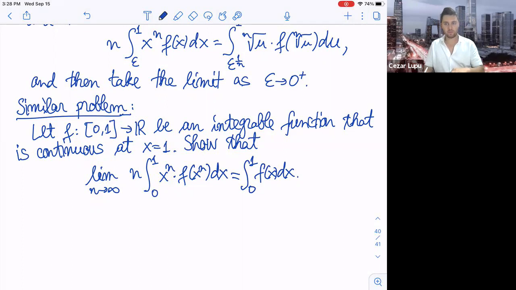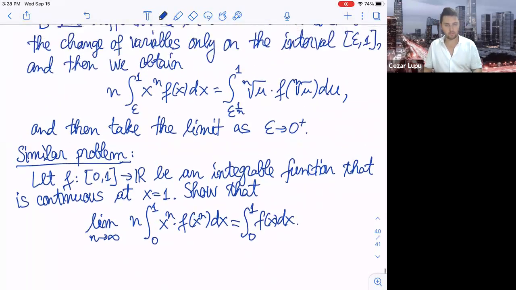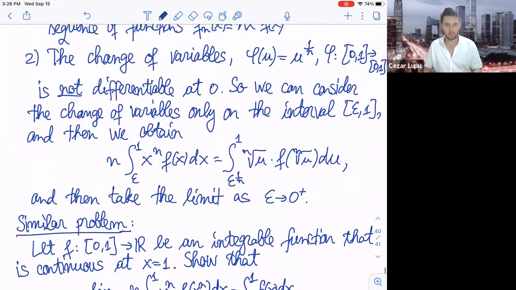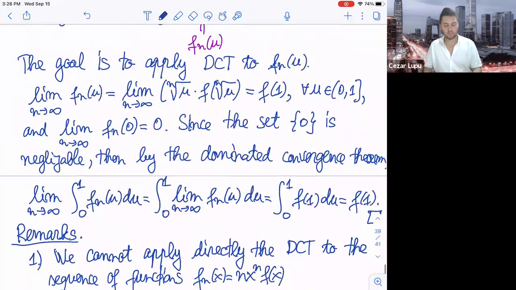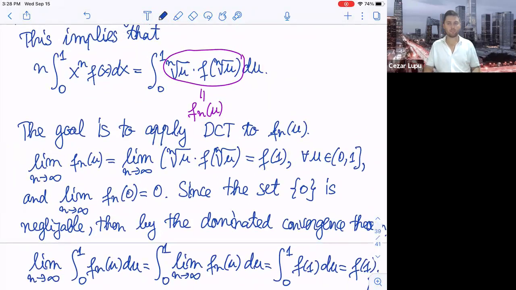Like I said, the arguments are pretty much the same as in the previous problem, right? So it's basically the same. You just perform the same u-sub, and then you apply the dominated convergence theorem. But anyway, I'll leave this to you as homework.